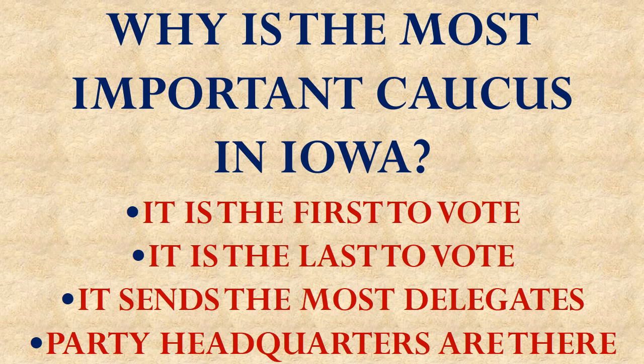Why is the most important caucus in Iowa every year? Is it because it's the first to vote? Or is it because it's the last to vote? Or is it because they send the most delegates to the convention? Or is it that the party headquarters are in Iowa? The correct answer is Iowa is important because Iowa goes first.